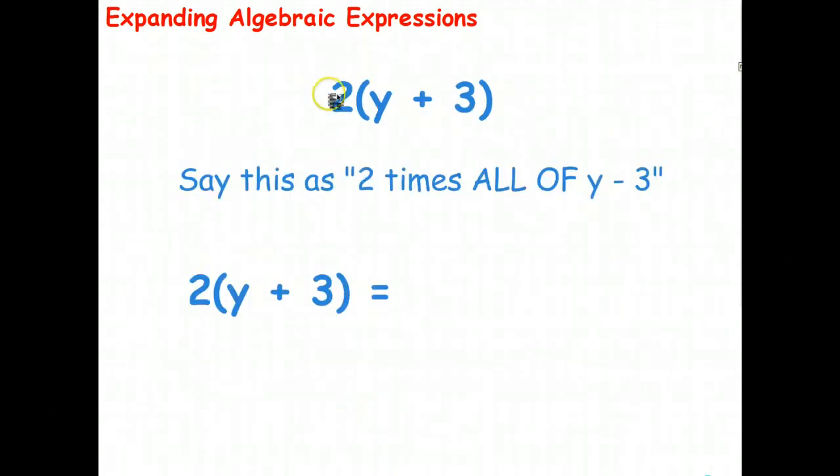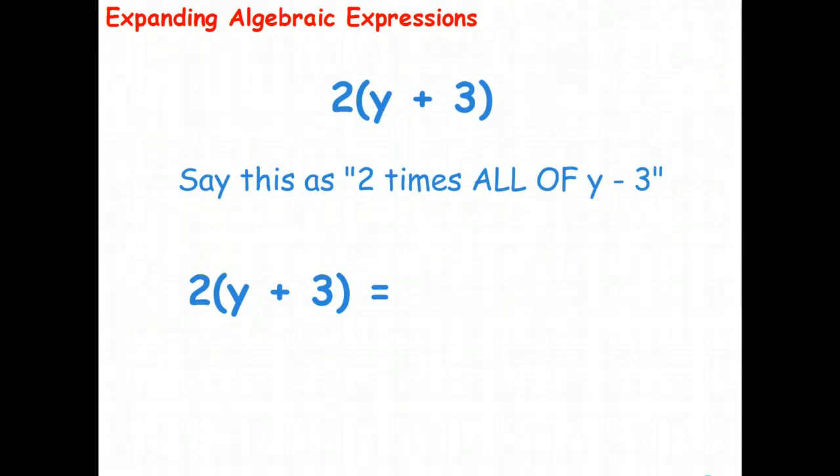So here we've got an expression, 2 outside of brackets y plus 3. Whenever I see brackets in this situation, I like to use the term all of. So I would say this is 2 times all of y plus 3. Let's expand that. And the secret is you need to multiply the 2.